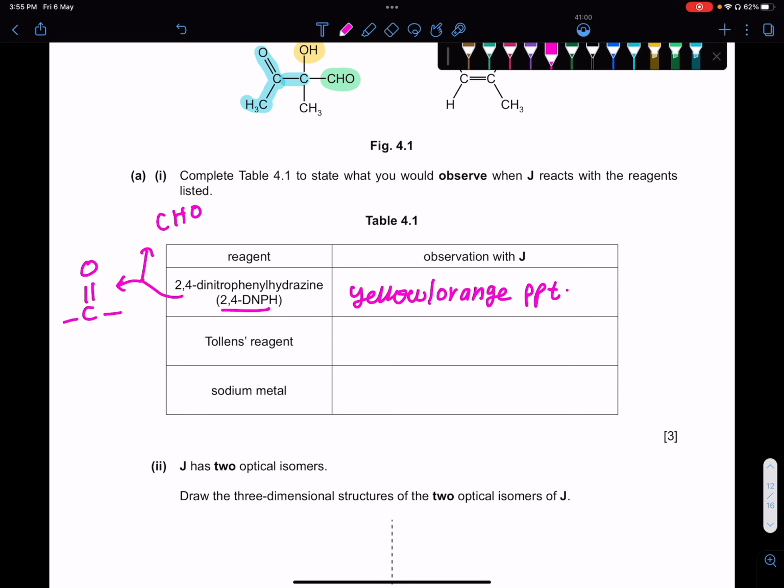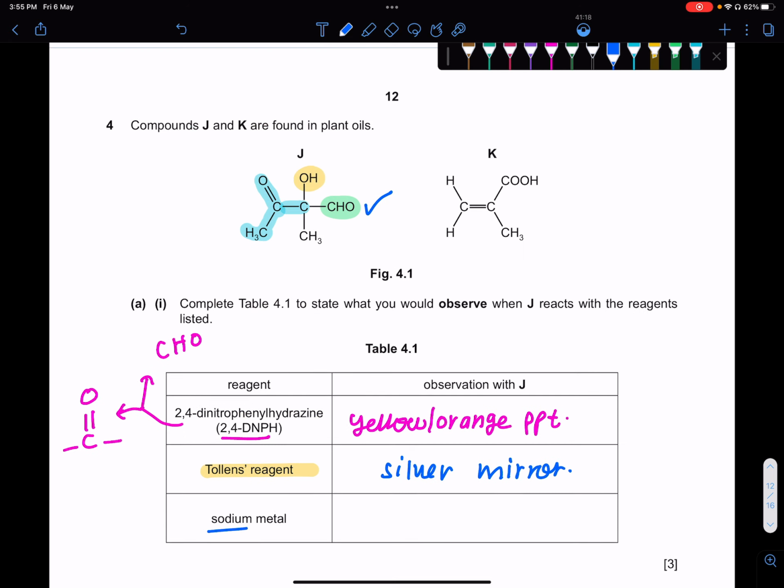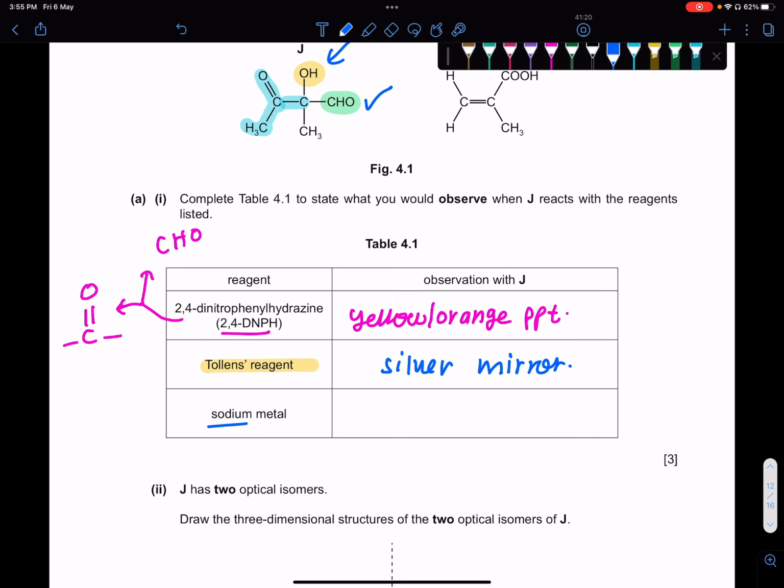Now, the specific test for aldehydes is Tollens' reagent. This is the test for aldehydes only. If the aldehyde group is present, it will be positive. A positive Tollens' reagent test gives the observation of formation of a silver mirror. Remember, this is very important. Silver mirror forms. Sodium metal will react with this OH, okay, and effervescence or fizzing of hydrogen gas will be observed.